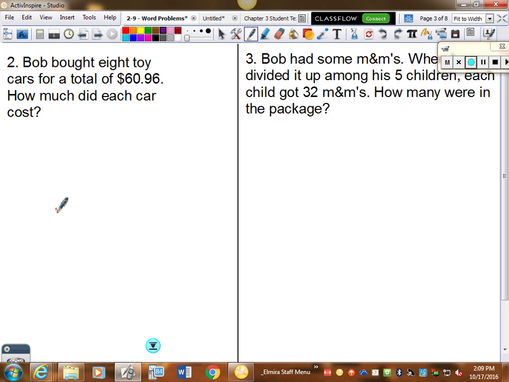All right, Bob bought 8 toy cars for a total of $60.96. How much did each car cost? Okay, so the question is, how much did each car cost? So we're trying to figure out the cost of one car. What letter would make sense for that? Oh, I think C.